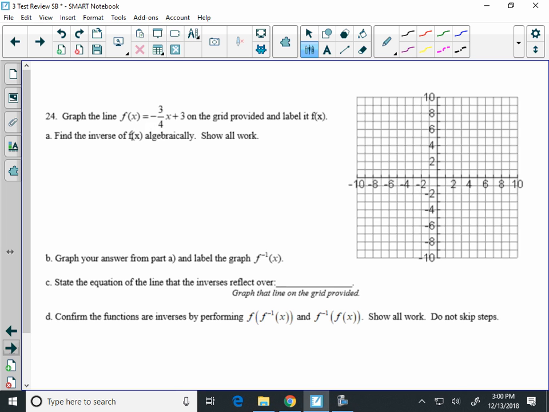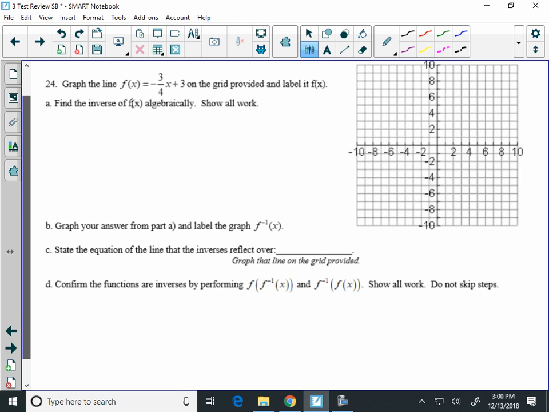All right, the last problem on our video here. We are going to find the inverse of a line and we're going to graph them. So we have the line negative 3/4 x plus 3. Let's graph it to start. Your y-intercept here is at 3, and the slope is negative 3 over 4. So you're going to go down 3, right 4. Down 3, right 4. And I want you to do that in both directions so that you can connect those and then label that equation as f of x. That is the function we started with.